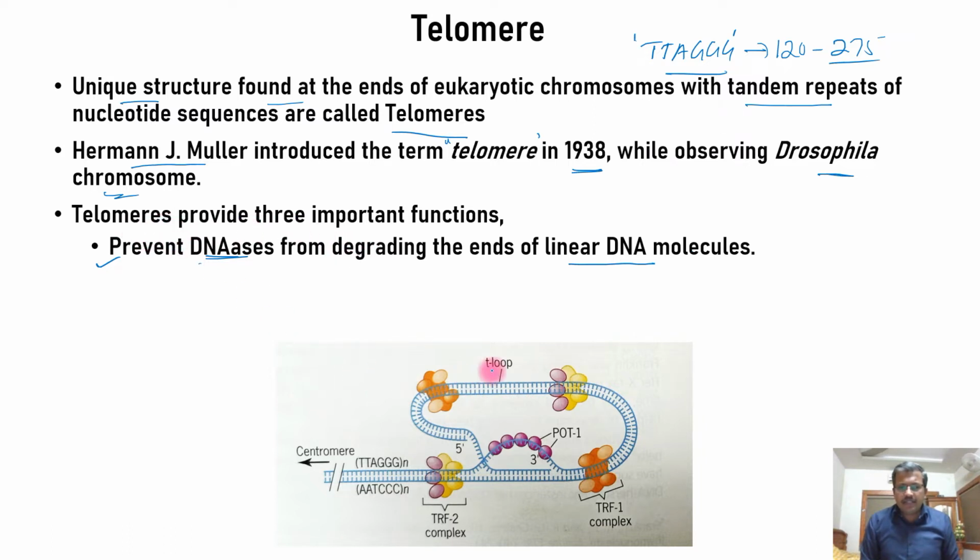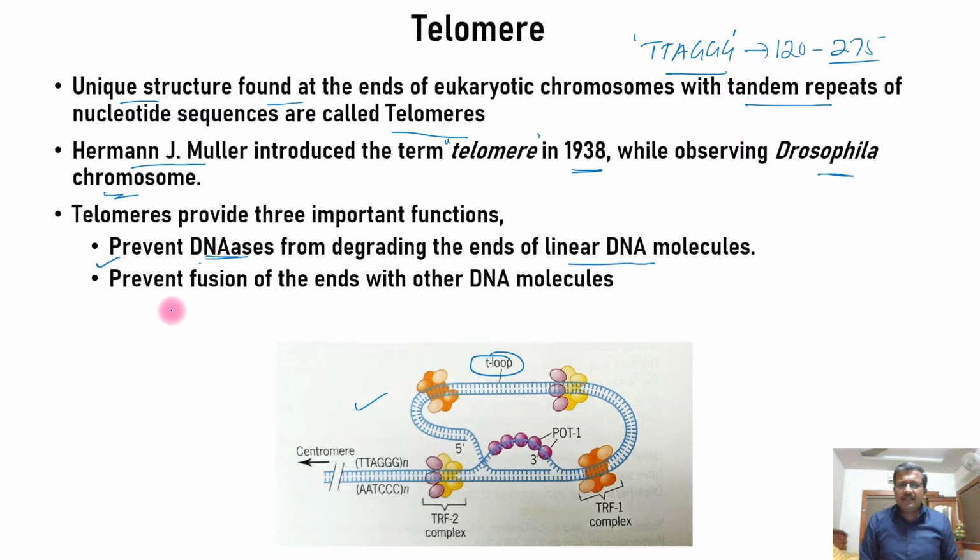You can find a T-loop at the telomere of a human chromosome here. This T-loop concept is beyond the scope of our current discussion, so I'm just leaving it. But a telomere in human beings ends in a T-loop form, so you can just think about it, and it prevents DNAases from degrading the terminal portion.